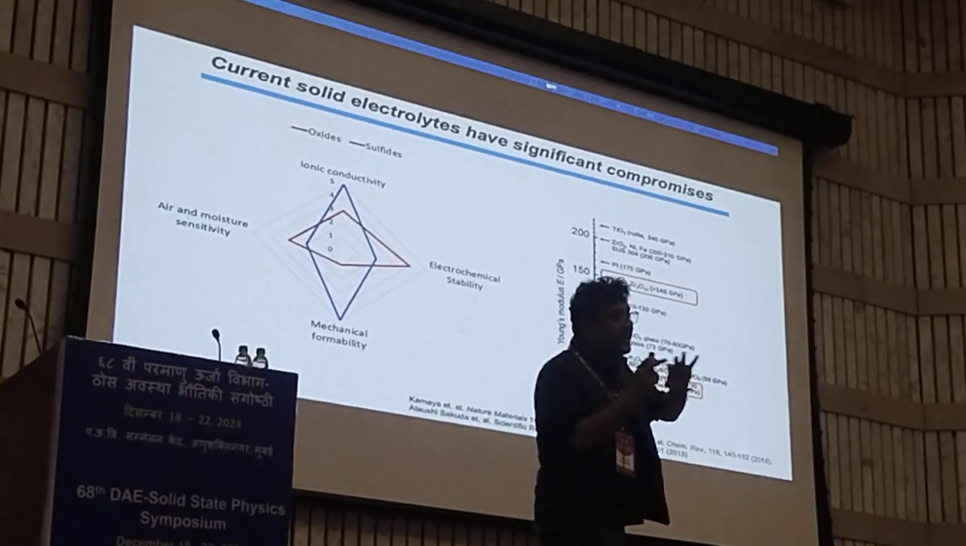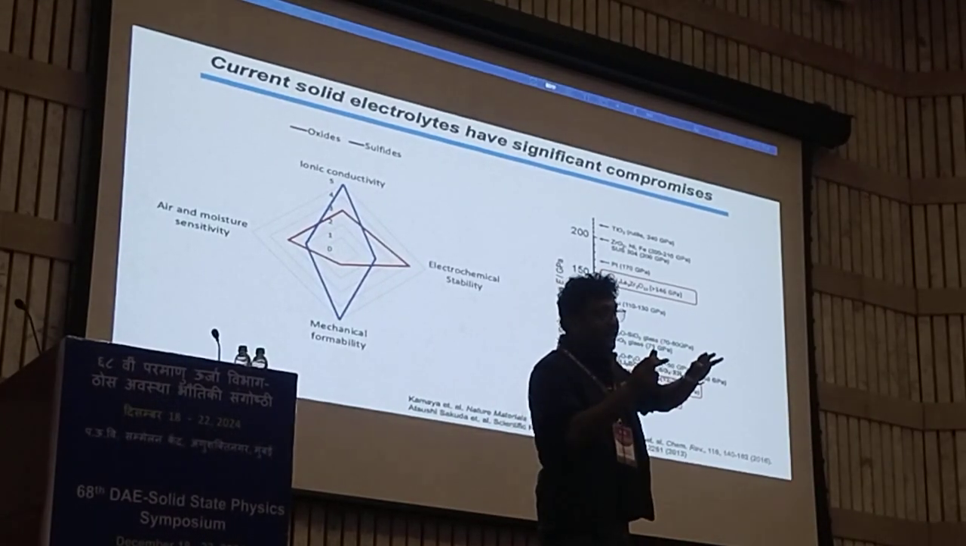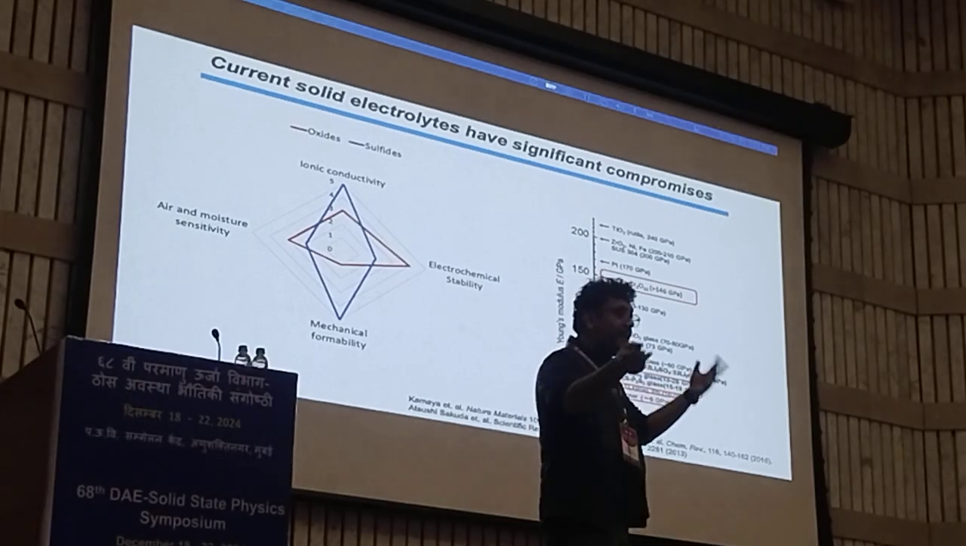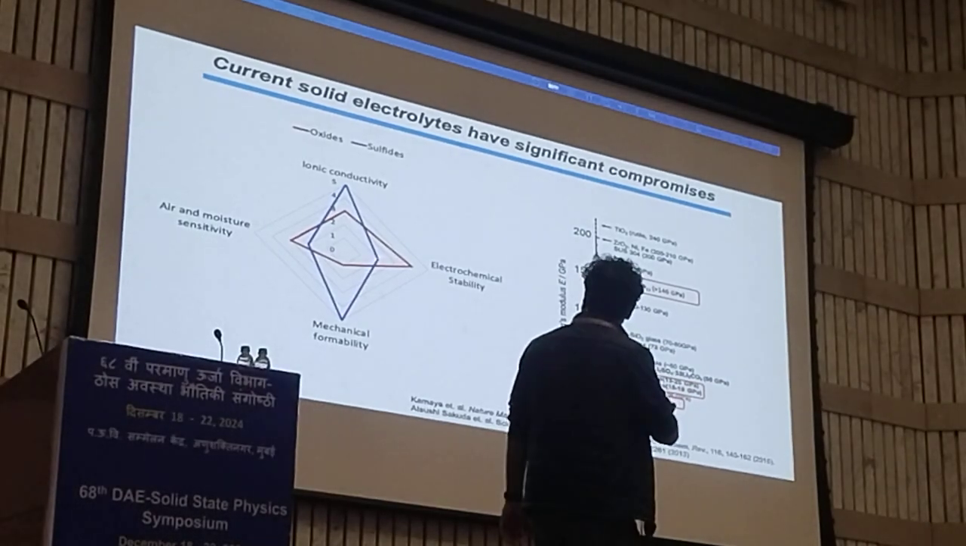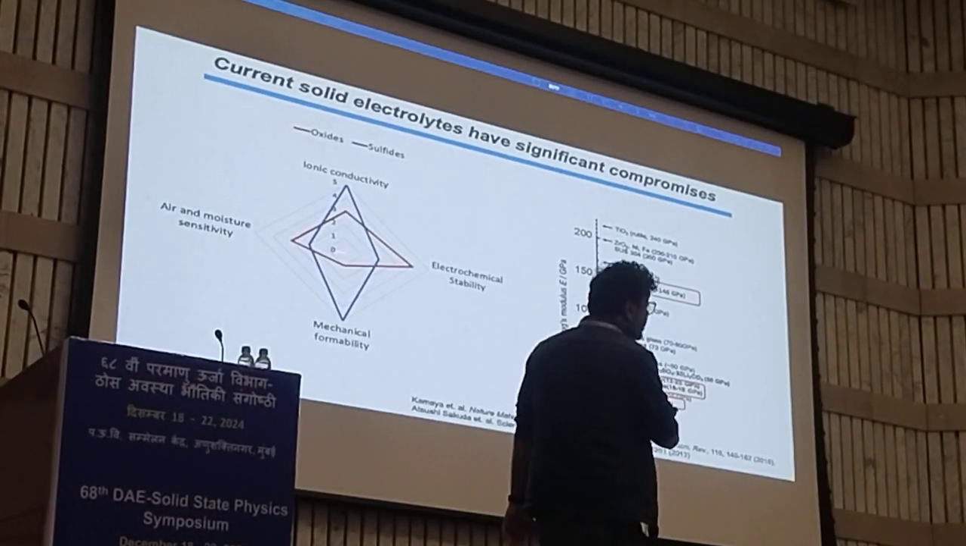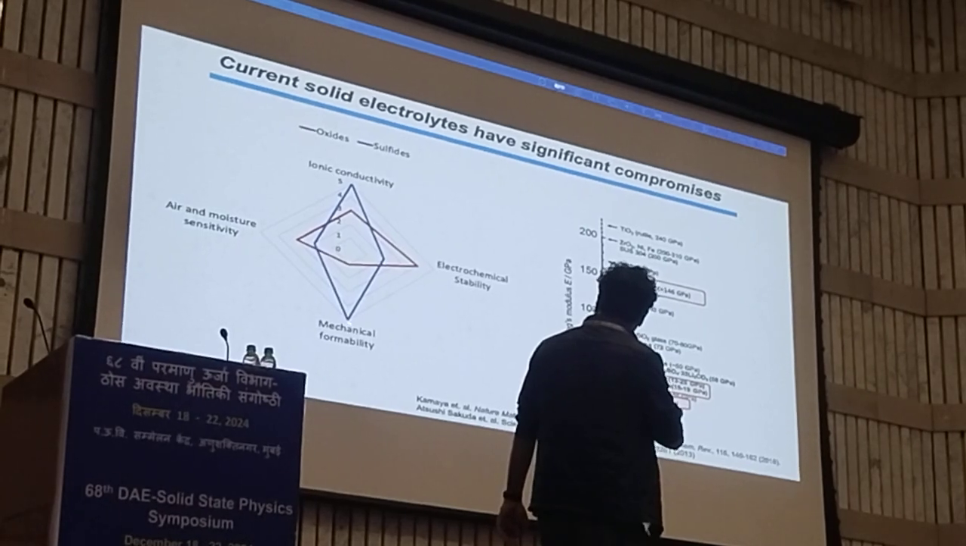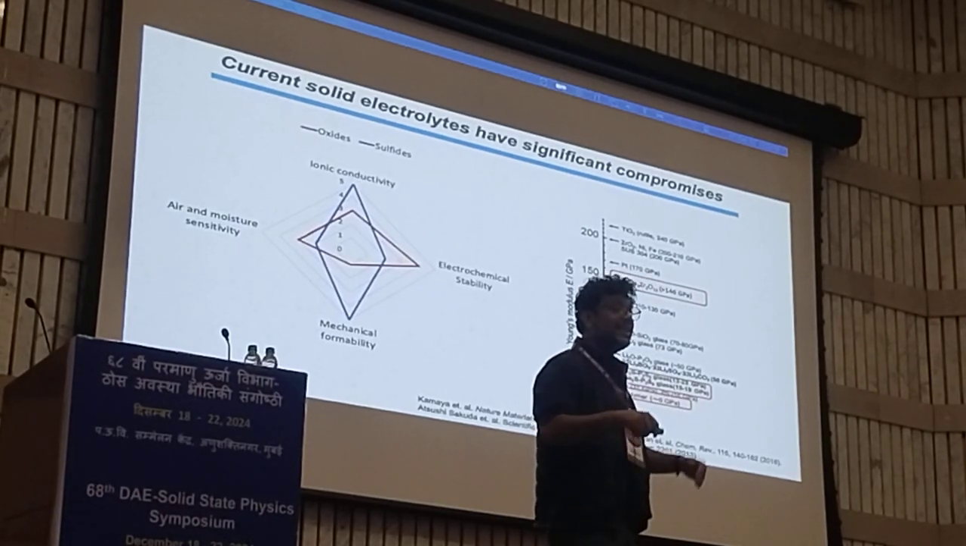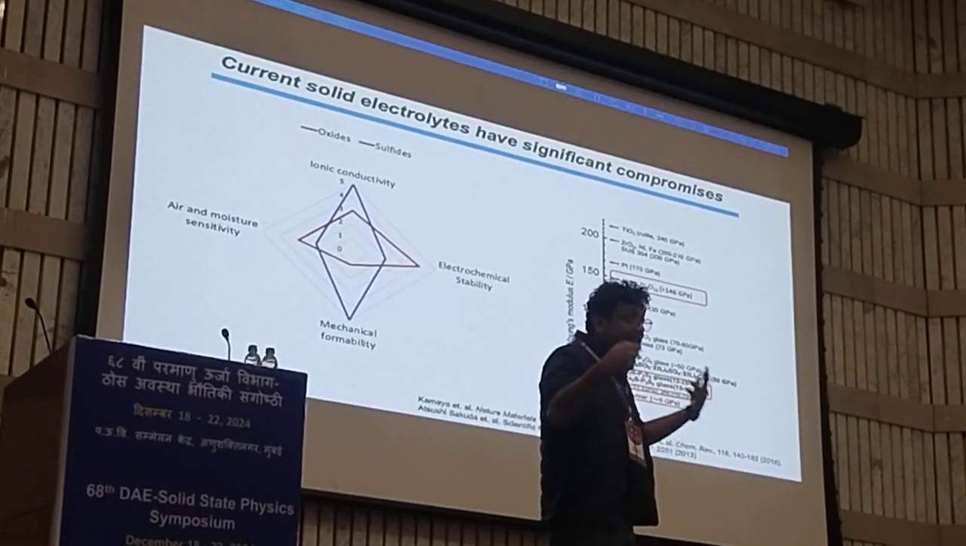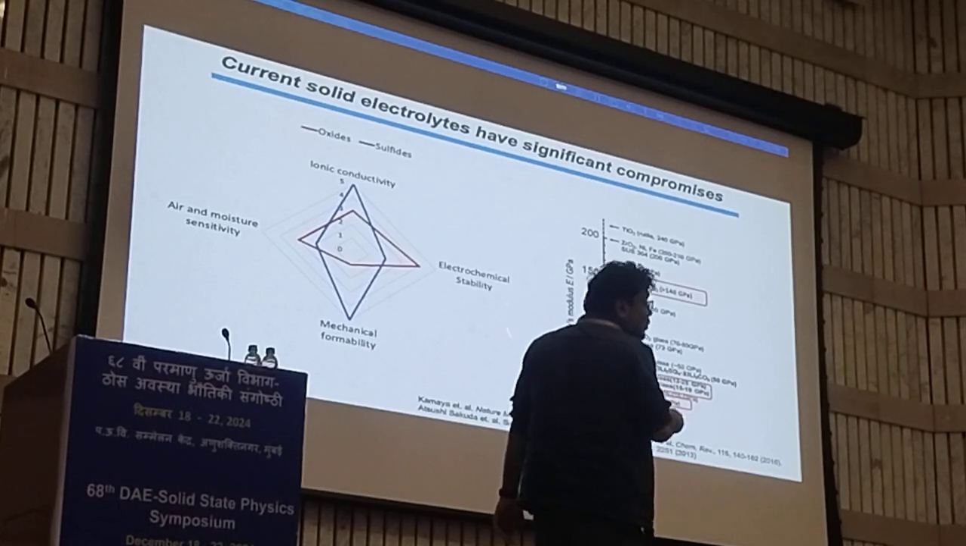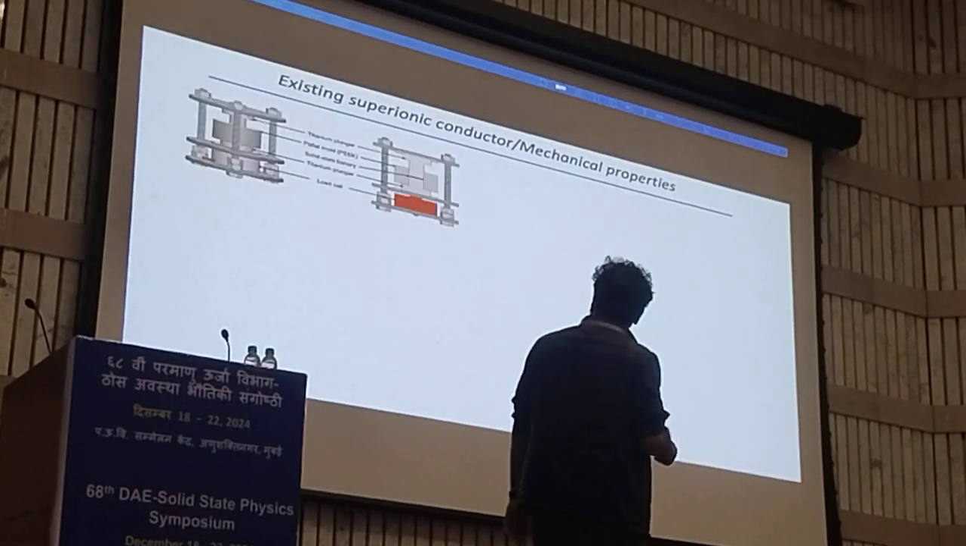That is why it is less popular in the community to use oxides in reality for the solid-state battery. But the sulfide, although it is more moisture sensitive, has the advantage of mechanical formability. So you can just press at room temperature and densify the solid sulfide, which you cannot do for the oxides.